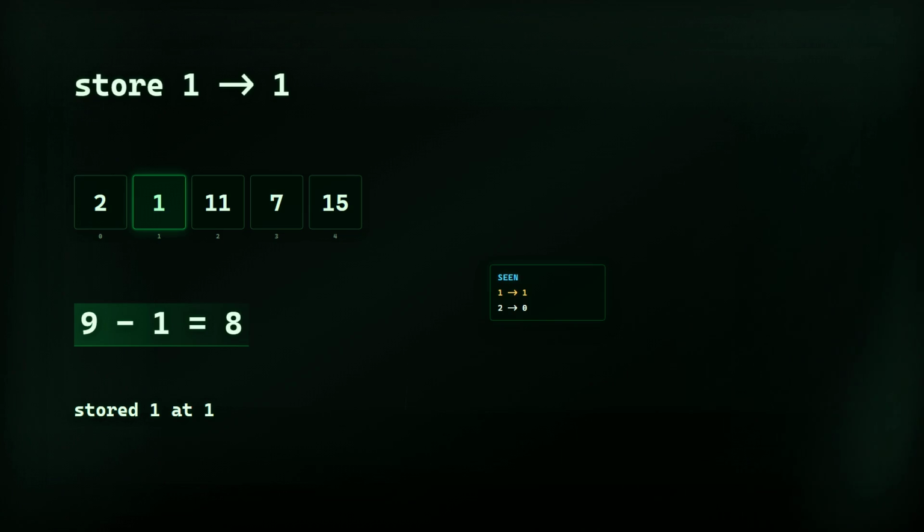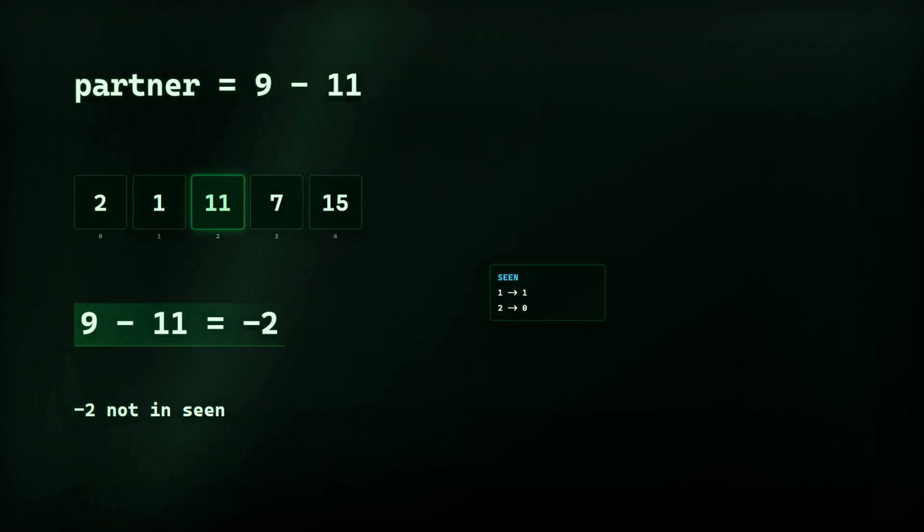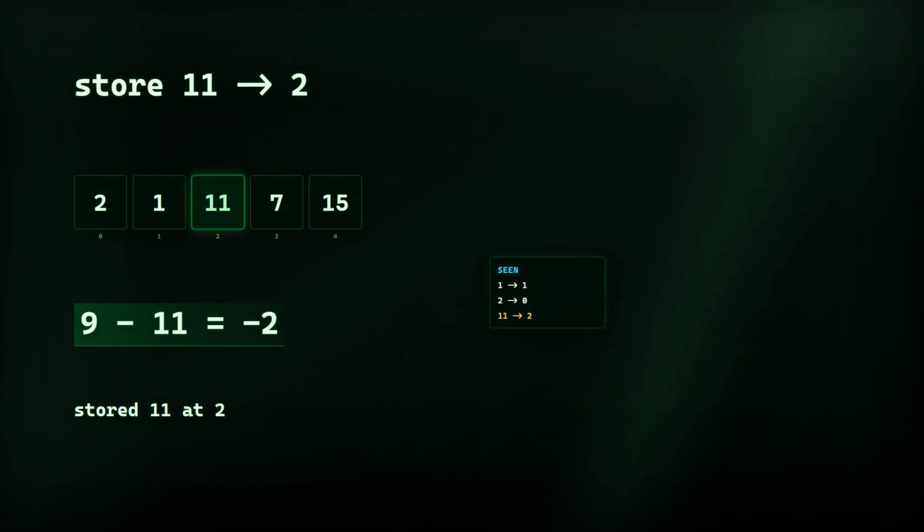Now we move to index 2. At index 2, the value is 11. Its partner would be 9 minus 11, which is negative 2. Minus 2 has not appeared before, still no pair. We store 11 at index 2. The seen table now contains 1, 2, 11.